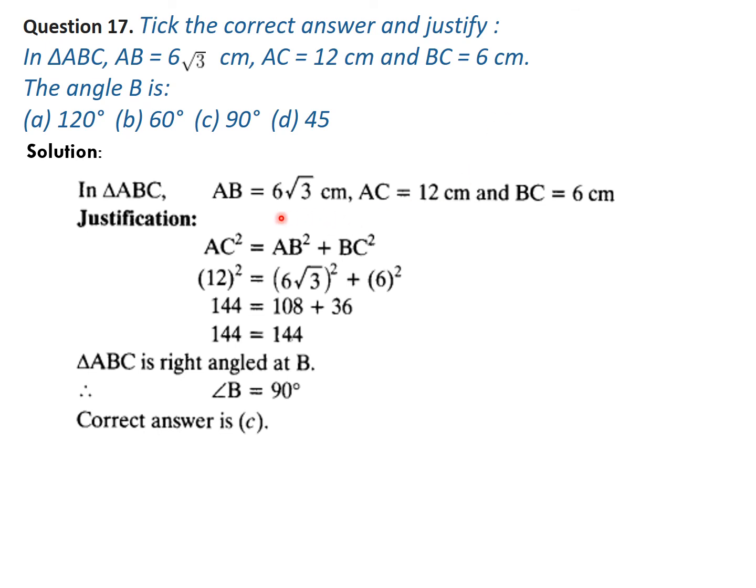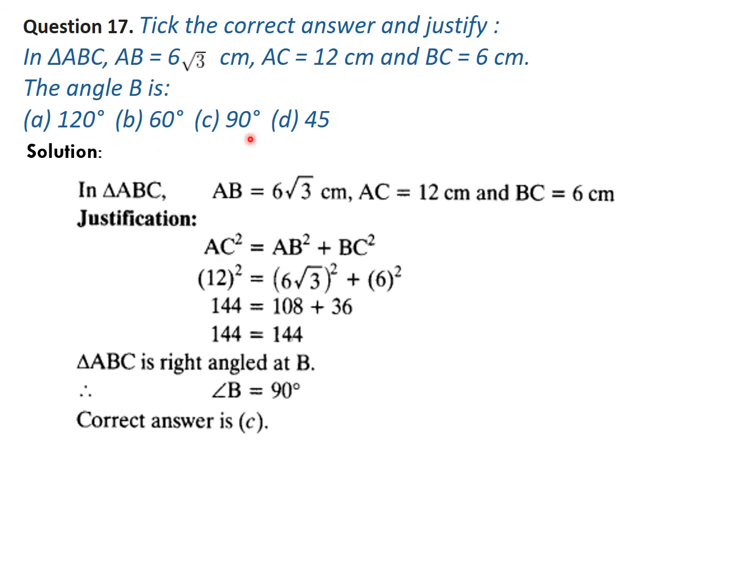So if we can find out the square of the sides, right? If it is 60 degree, then all the sides should have been equal, right? Because in an equilateral triangle, all the sides are equal and all the angles are also equal. Therefore, each angle of an equilateral triangle is 60 degree. So to be 60 degree, all these sides should have been equal, but it is not in this case. So obviously we can understand it is not 60 degree.